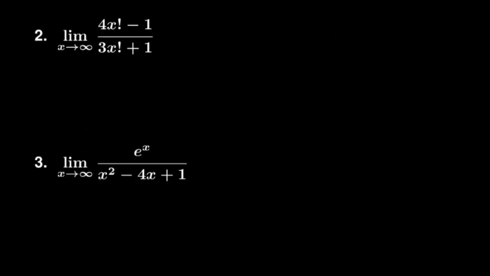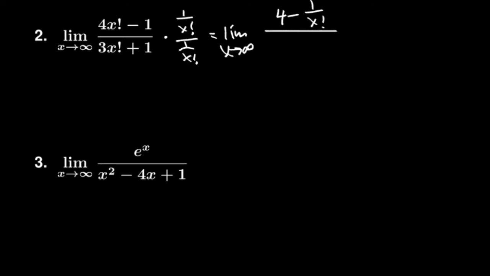Alright, so let's look at another one. So here we have factorials in the numerator and denominator. Same degree factorials, so let's work with that. 1 over x factorial divided by 1 over x factorial. And then we'd get the limit as x approaches infinity of 4 minus 1 over x factorial divided by, so that'll give me a 3, plus 1 over x factorial.